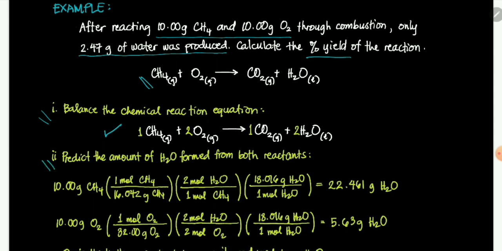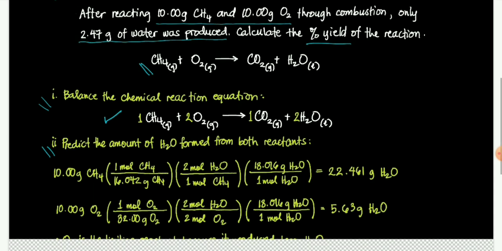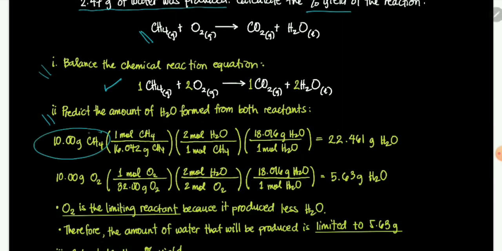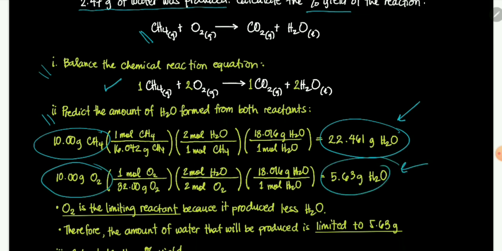So next, let's predict the amount of H2O formed from both reactants. So nakalculate natin to kanina. From 10 grams of methane, we will get 22.461 grams of water. Ito yung ating predicted amount. So from 10 grams of oxygen naman, this is the predicted amount, 5.63 grams of water. Since mas konti yung napoproduce from oxygen, oxygen will be your limiting reactant. Okay? So the product is therefore limited to 5.63 grams kasi yun lang yung kaya ng ating oxygen. So konti lang yung supply natin ng oxygen, kumbaga siya yung limiting reactant.